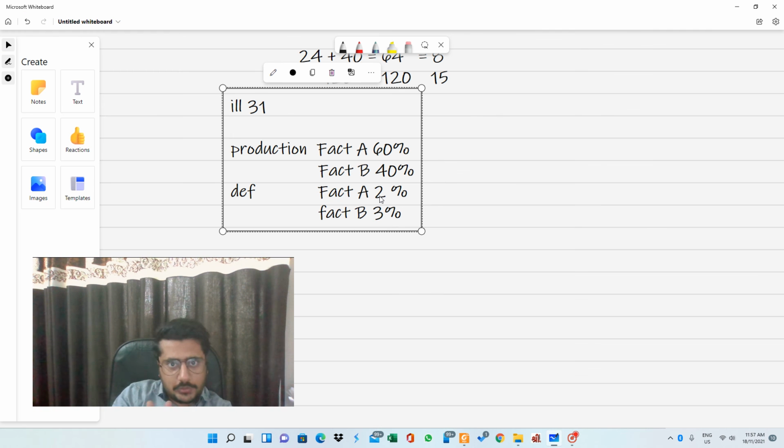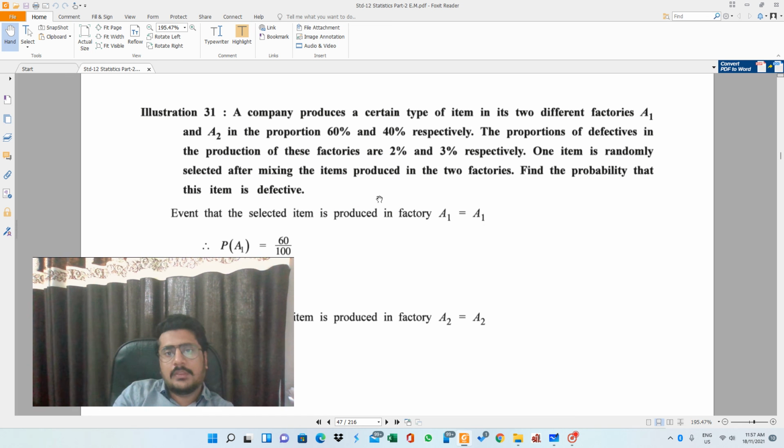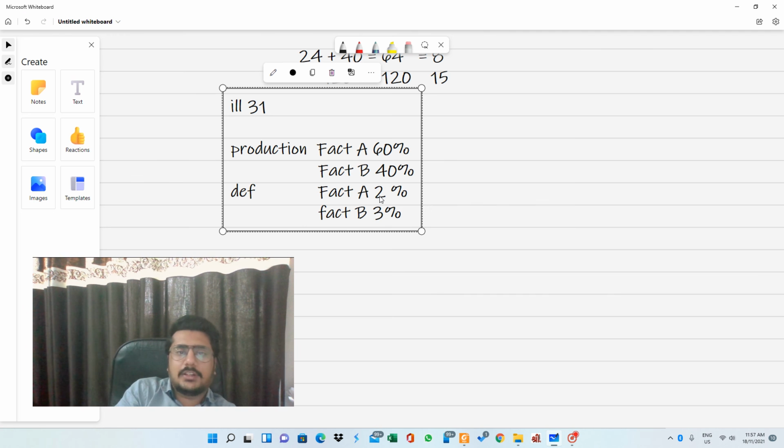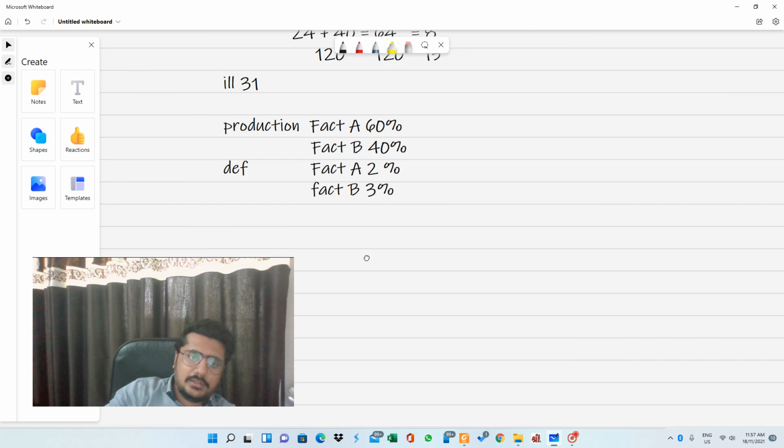So what you have to do? You have to mix the items produced from both the factories. That means you don't know which factory is selected, and you have to select the item. That means from both the factories, the item selected is only one. It can be from the first factory or it can be from the second factory. But two items are not there. That you have to keep in mind. And you have to find that the item is defective.